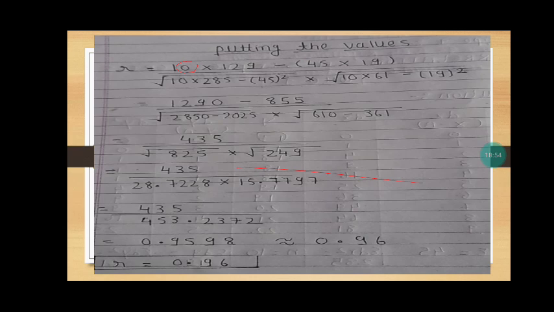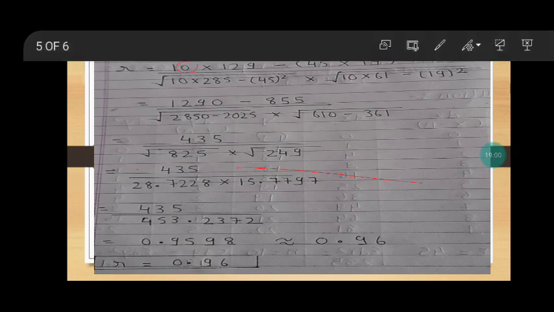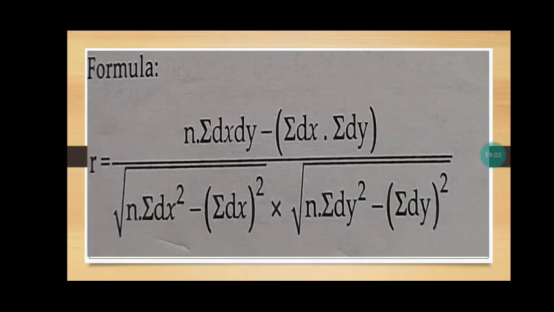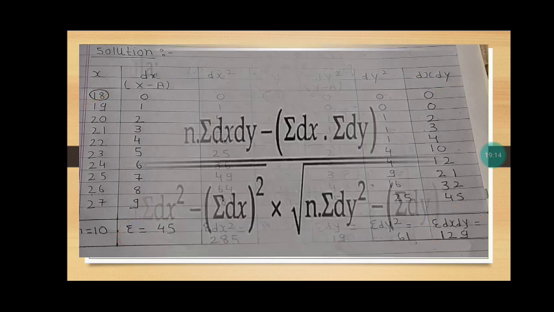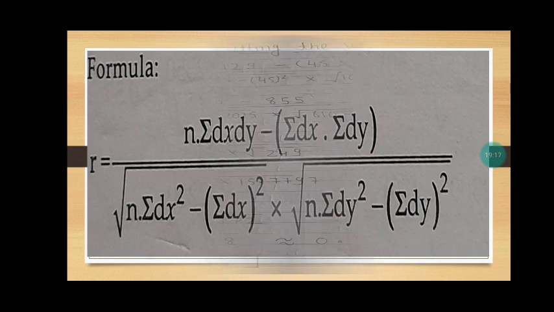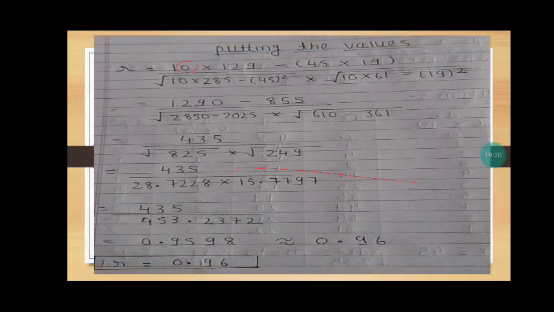Okay, 10 into 129. Then minus summation dx into summation dy. So again we are going to see the preparation chart. Here we will see the value of summation dx and summation dy. So value of summation dx is 45 and value of summation dy is 19. So we are going to put this here, 45 into 19. Then upon under root n into summation dx square minus summation dx whole square.